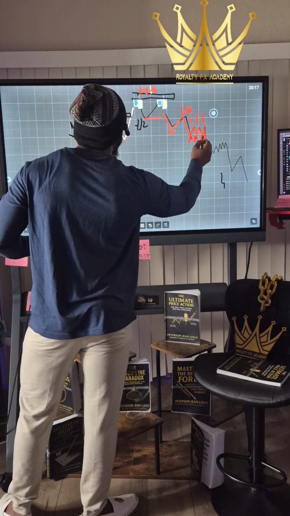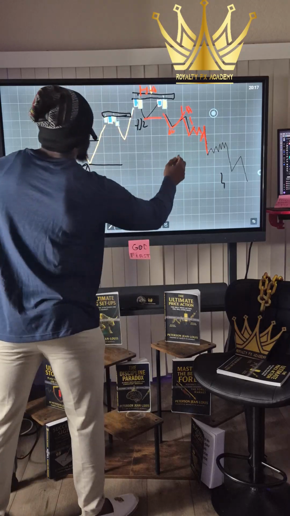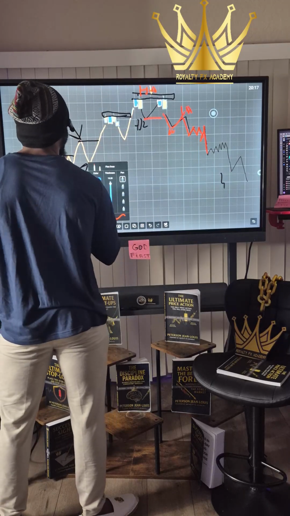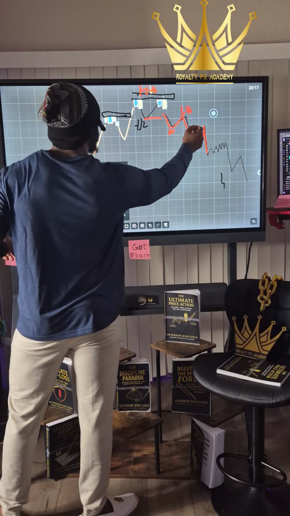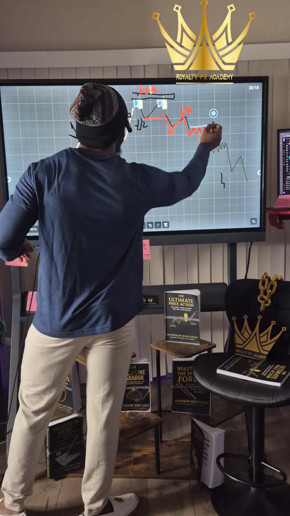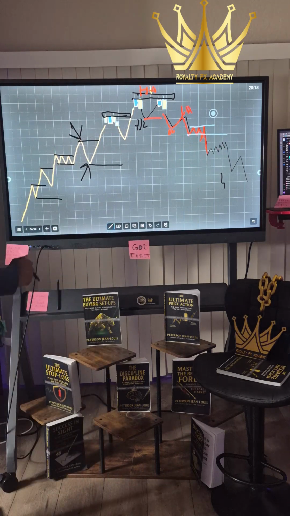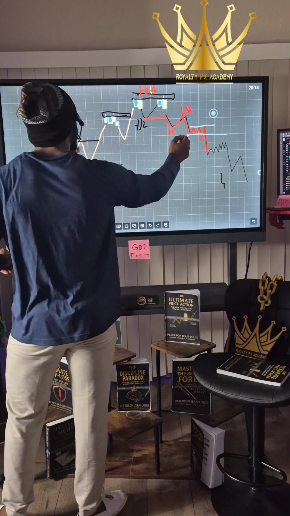Okay, so we're gonna come back to here. All right, so right there, your zone for this, you're gonna box it. And how you box it, you literally mark the high and you mark the low. See that? It's still a lower low here.